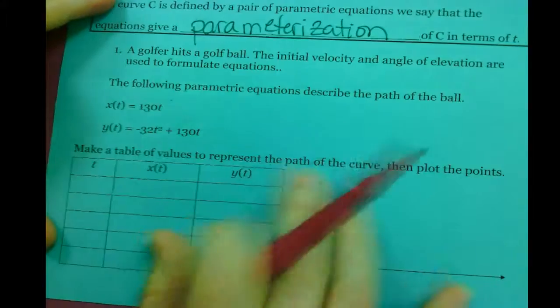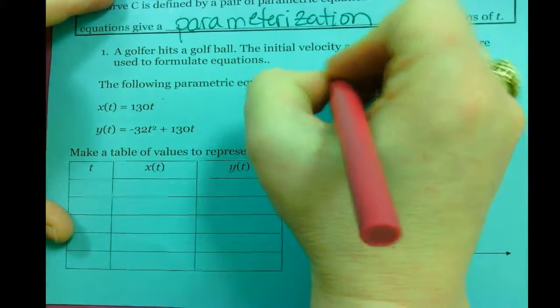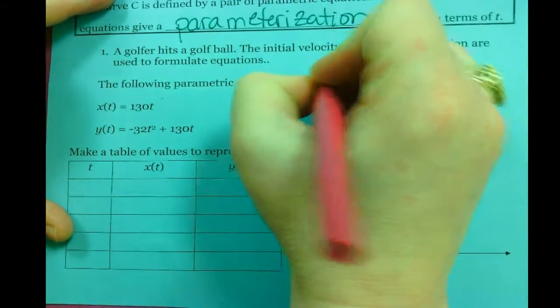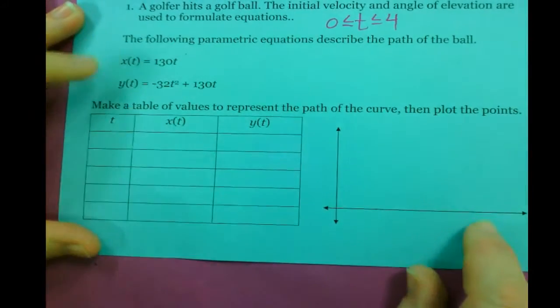All right, so what's missing here is the interval. I forgot to give you the interval. So the t has to go from 0 to 4. So we are not even given the angle and the initial velocity right here. We will eventually, we're just told this is how they came up with them. We'll learn how to come up with them later. So here are the two things, x of t and y of t.